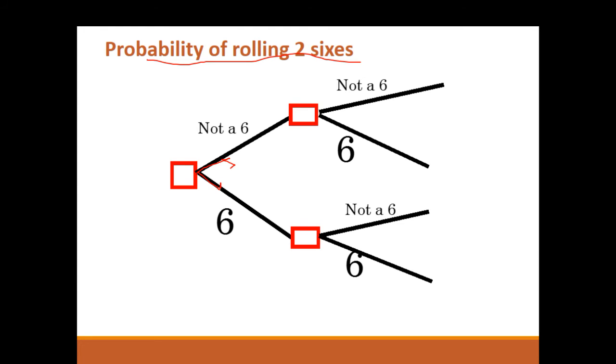So I roll my die. I can get a 1, 2, 3, 4, 5, or 6. But I'm only interested in the 6. So I have 6 going this way and didn't roll a 6 going that way. And again, I want to roll 2 6s, so I don't care what else I rolled.